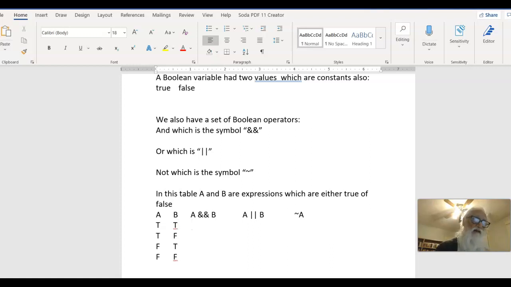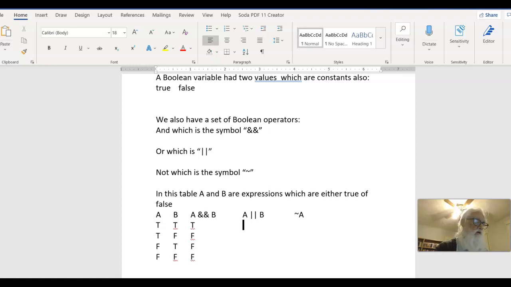If we are talking about the and, both have to be true. So unless both are true, we can't do anything else. When we say A and B is true, we mean both pieces of it are. No way around it.